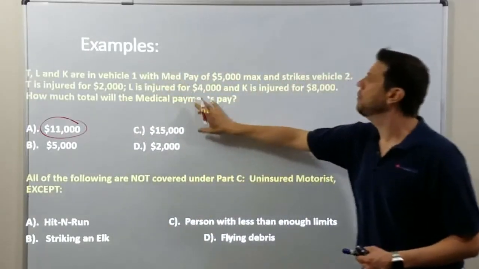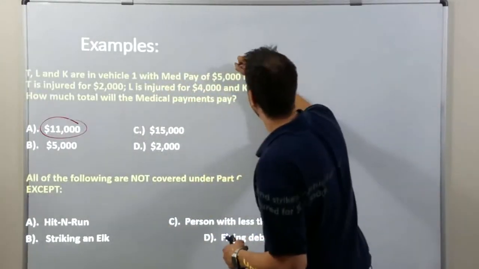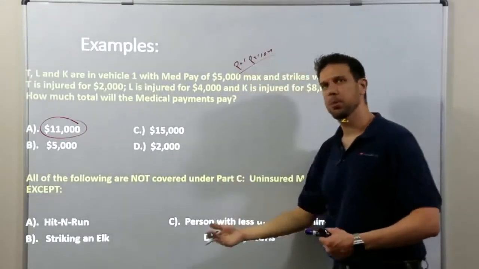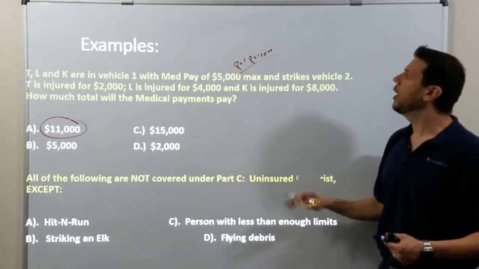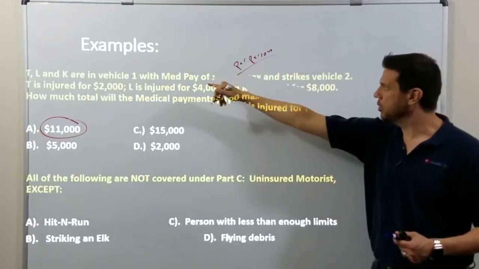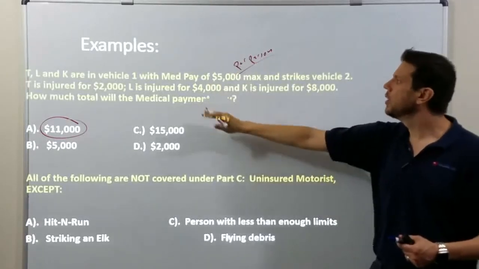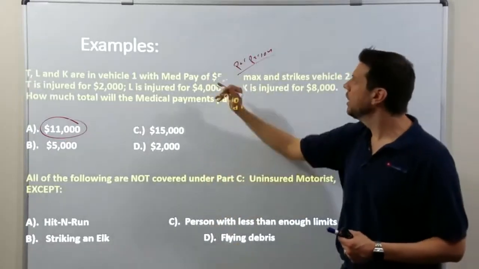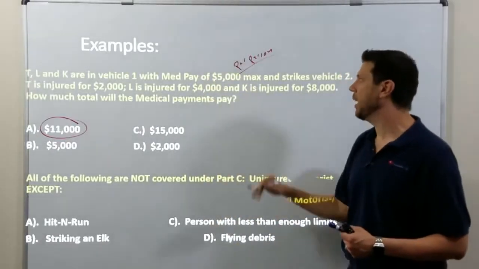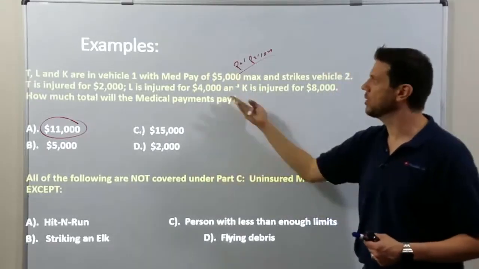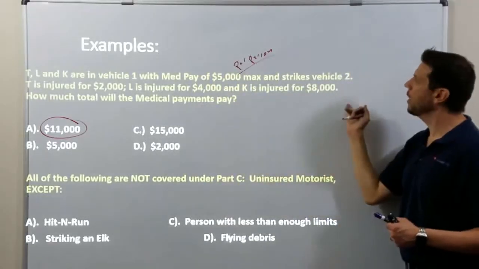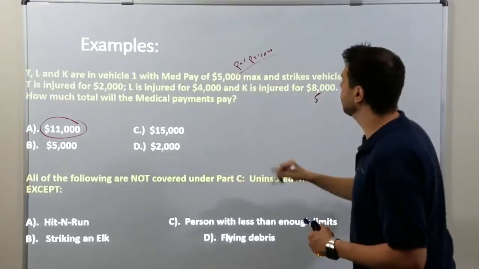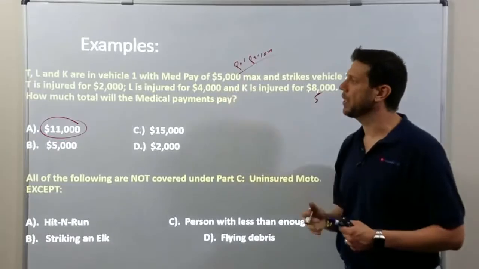Because medical payments pays out per person, and it pays out the people in your car. So since it's T, L, and K who are injured, 2,000 is under the 5,000 max, so T gets his money. 4,000 is under the 5,000 max, so L gets his money. 2 plus 4 is 6. K is injured for 8, which is more than 5, so K only gets 5. So 2 plus 4 plus 5 ends up being 11.